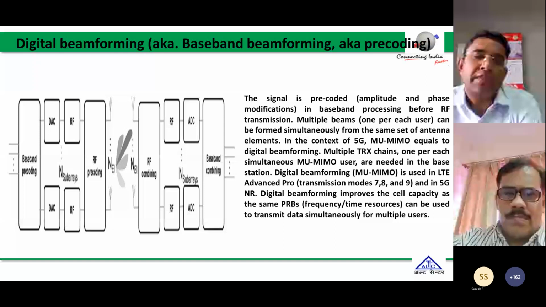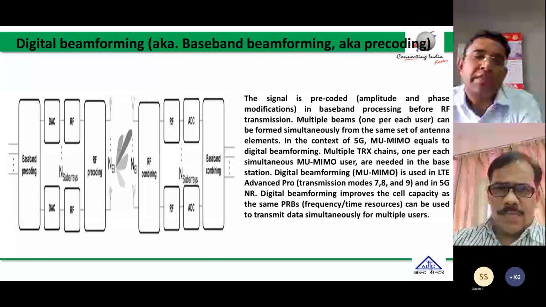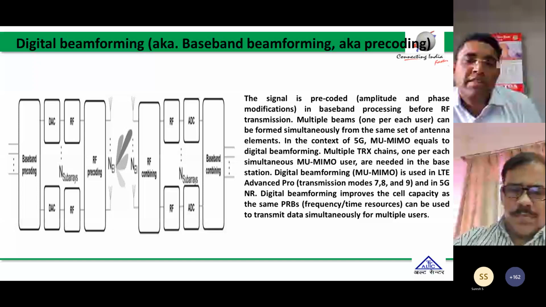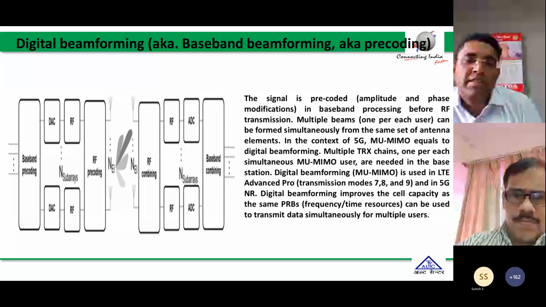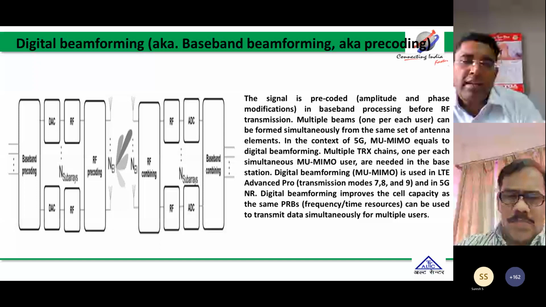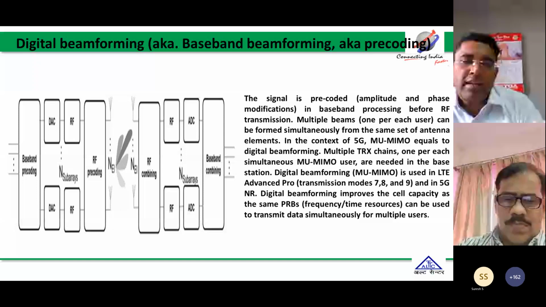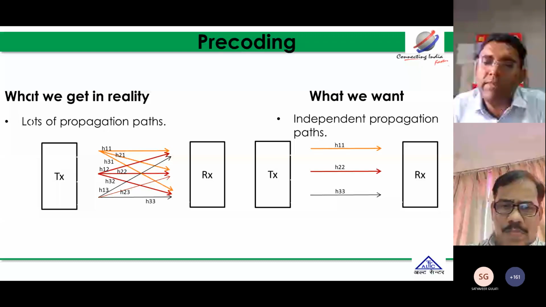For the pre-coding, you can see in this picture what we get in reality. This is just a block of transmitter and receiver, where signals propagate everywhere. If one antenna is transmitting everywhere, that means to receiver 1, receiver 2, receiver 3, and transmitter 2 also transmits everywhere to receivers 1, 2, 3. That reality is like this, and what we want is independent propagation paths, orthogonal paths, for decoding the actual data and increasing the throughput.